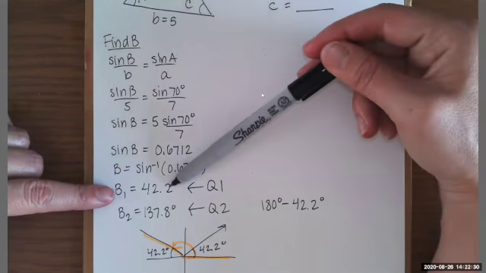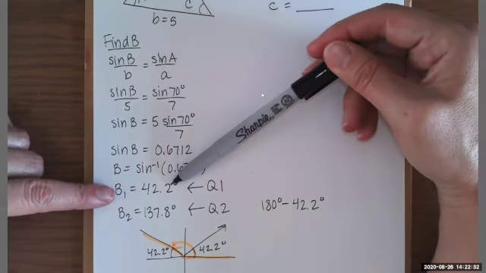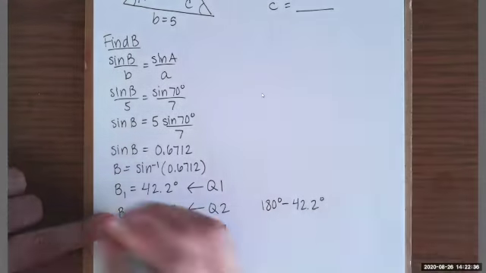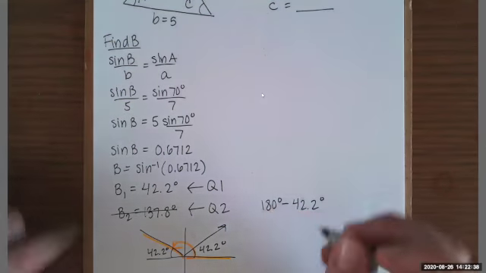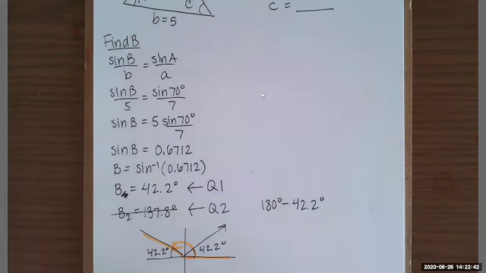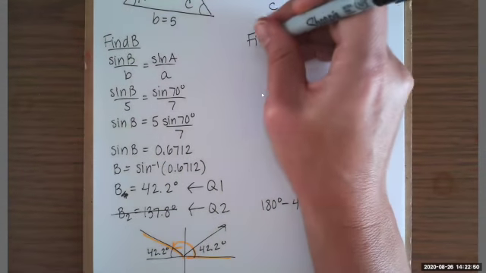So 70 plus 42 does not exceed 180, so that's fine. The next one, 70 plus 137, that is way more than 180. So this one does not work. Our only possibility is 42.2, so I'm just going to call that B if we only have one possibility. So only one triangle. So the next thing we want to do is find angle C.